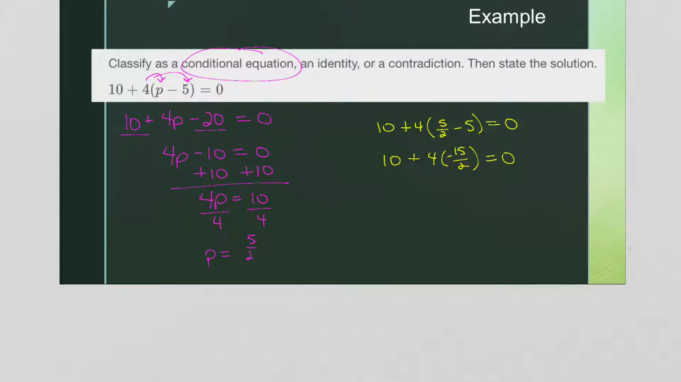Okay, and now I'm going to do that times 4. Oops, I'm sorry guys, pardon me. I wrote down the wrong number right there. Okay, so that would be, there we go. That's much better. Okay, so now I'm going to do negative 5 halves times 4, and I get negative 10, so I've got 10 minus 10, and there I get 0 equals 0. So that's correct. I know that that's my correct answer. This is a conditional equation because we came up with one solution.